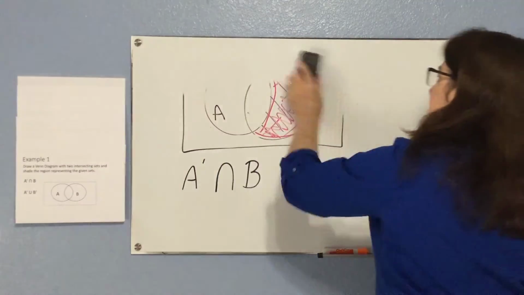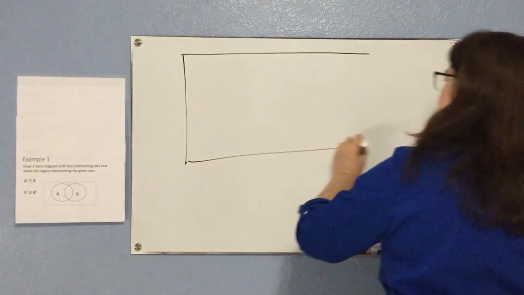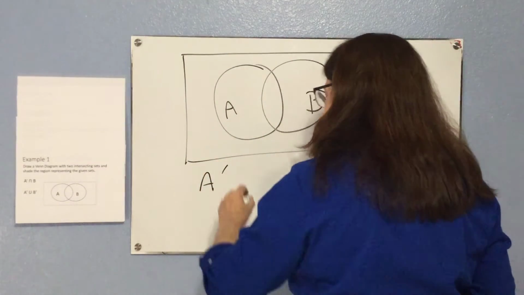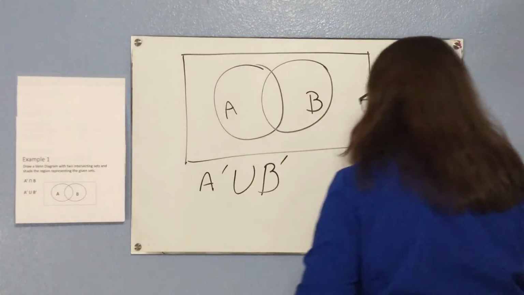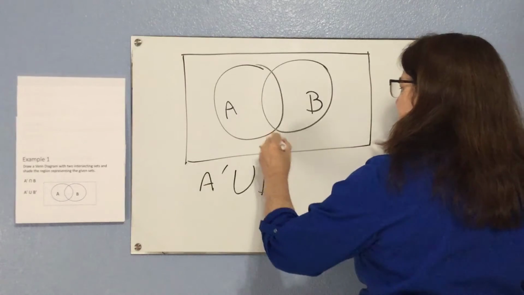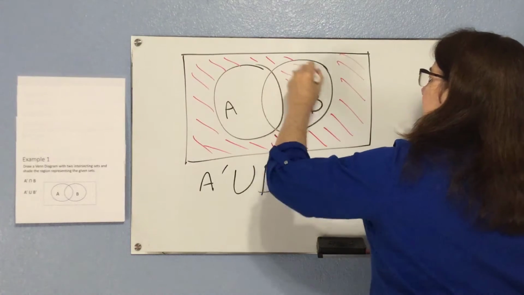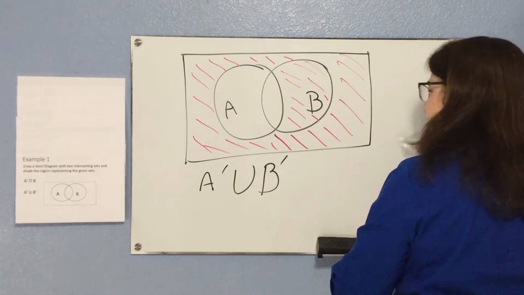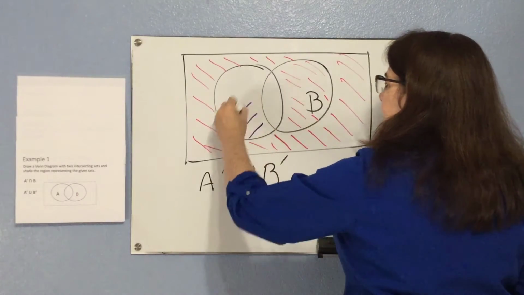Let's look at another one. We're going to start with our same basic Venn diagram. And this time we're going to find A complement union B complement. Well, A complement is the entire area that's outside of A, which does actually include this part of B. This is all outside of A. And then B complement would be the area that's outside of B. So that would include this part of A.